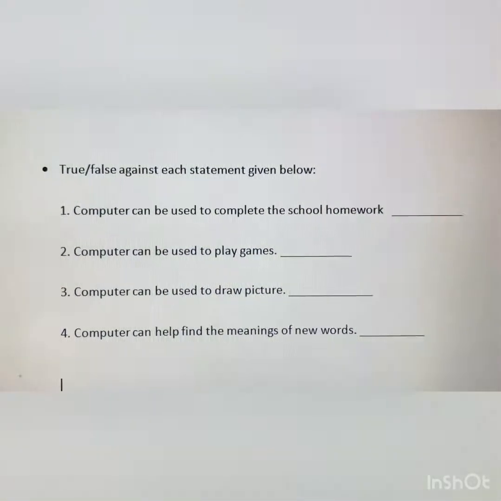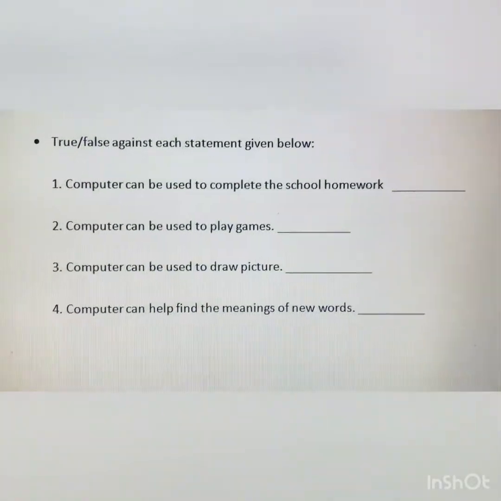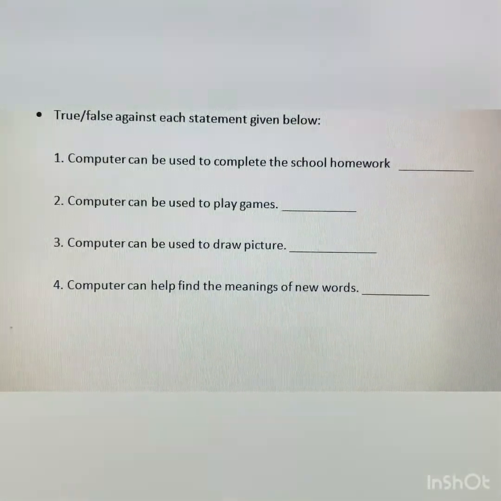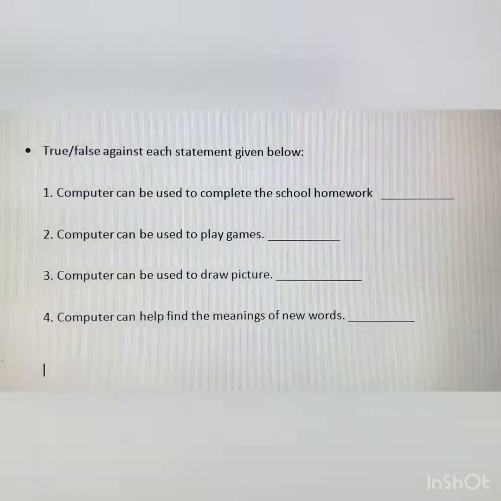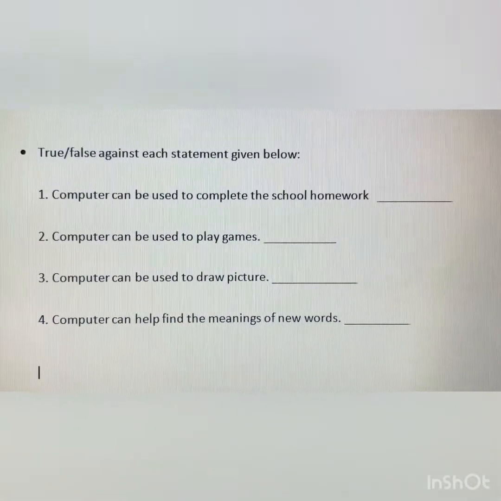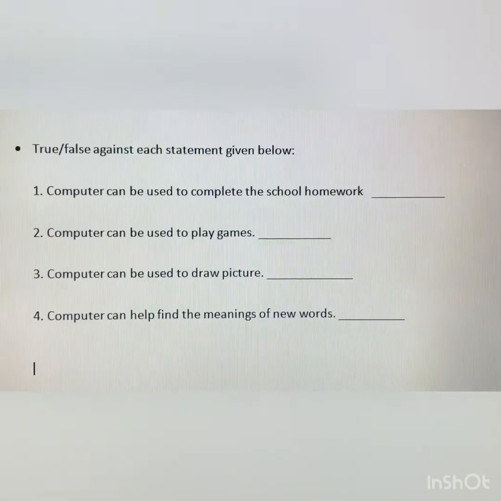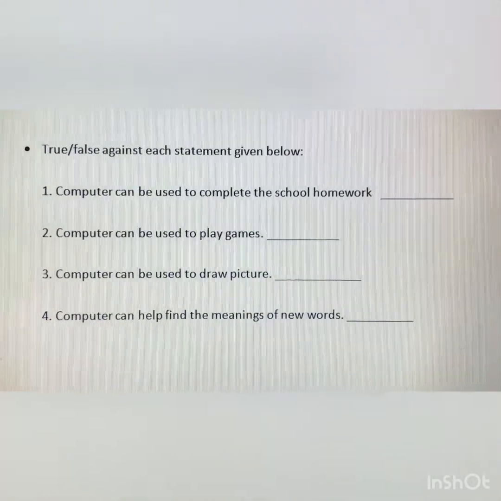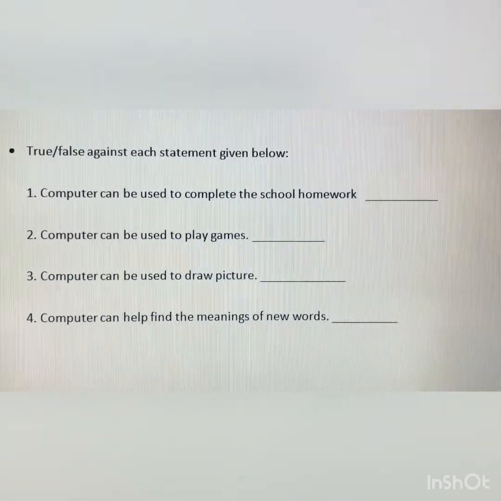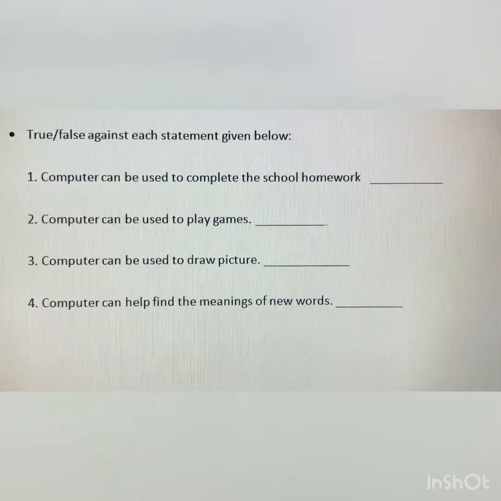Computer can be used to complete the school homework. True or false? No, false. Computer can be used to play games. True. Computer can be used to draw pictures. True. Computer can help in finding the meaning of new words. Yes, I have already told you in the last class. True, very good. So now we have learned about computer use at home.